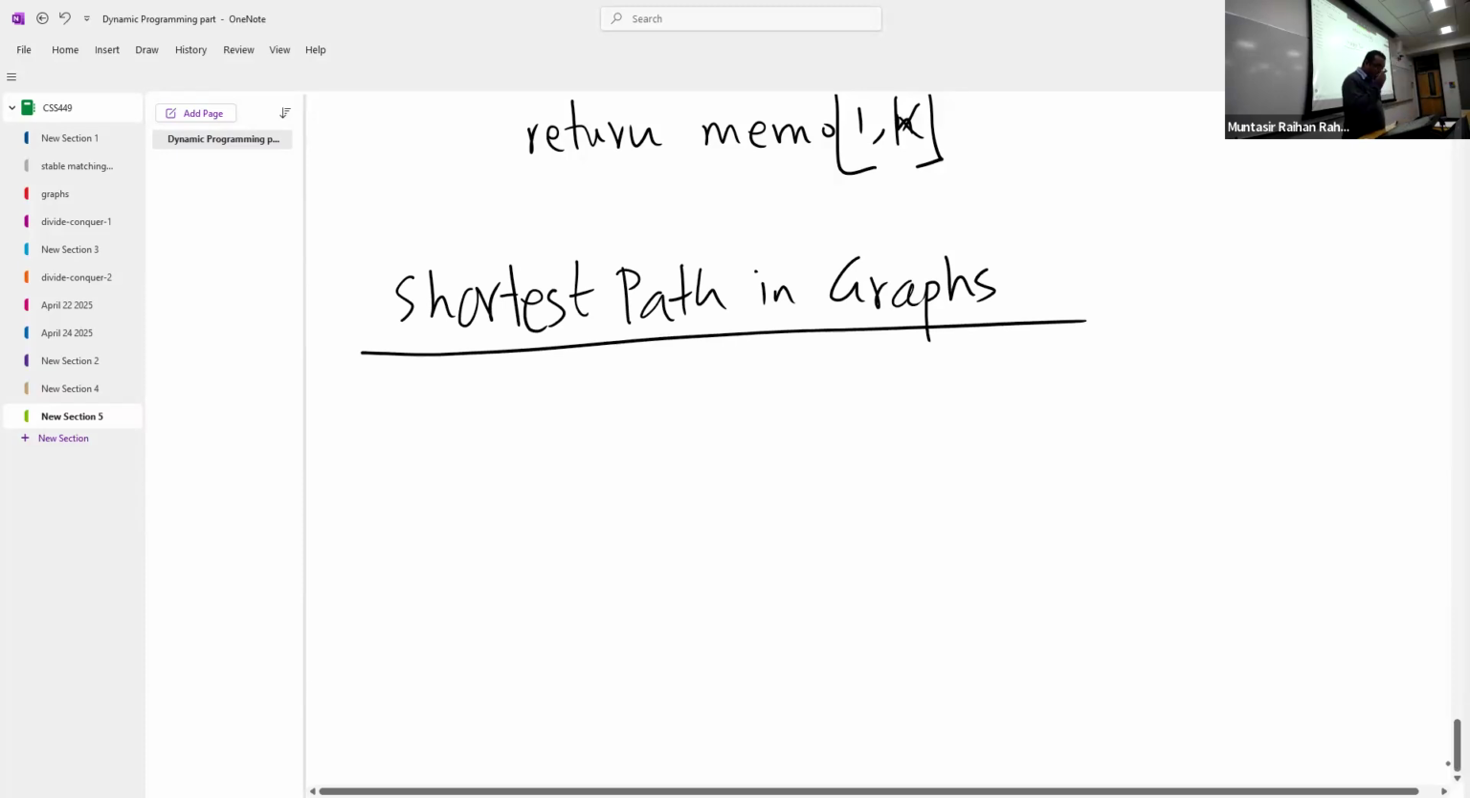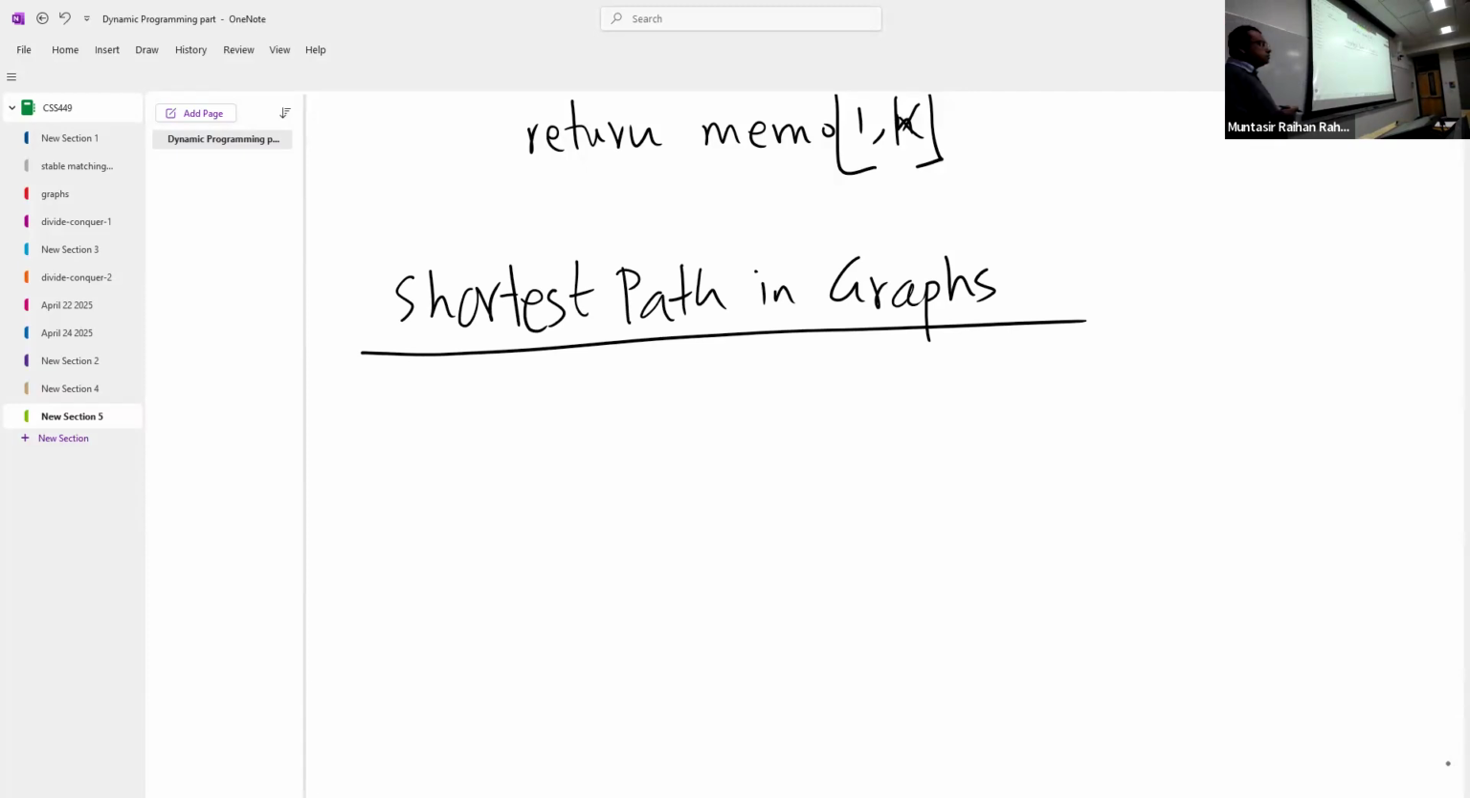In general, when you apply dynamic programming to graphs, it's usually always a path problem. Why is that? Because if you think about a graph where you have n vertices, in general there is an exponential number of paths in a graph between any two nodes. That means you need a clever way of searching through those paths to find the best path, which is where dynamic programming helps us.